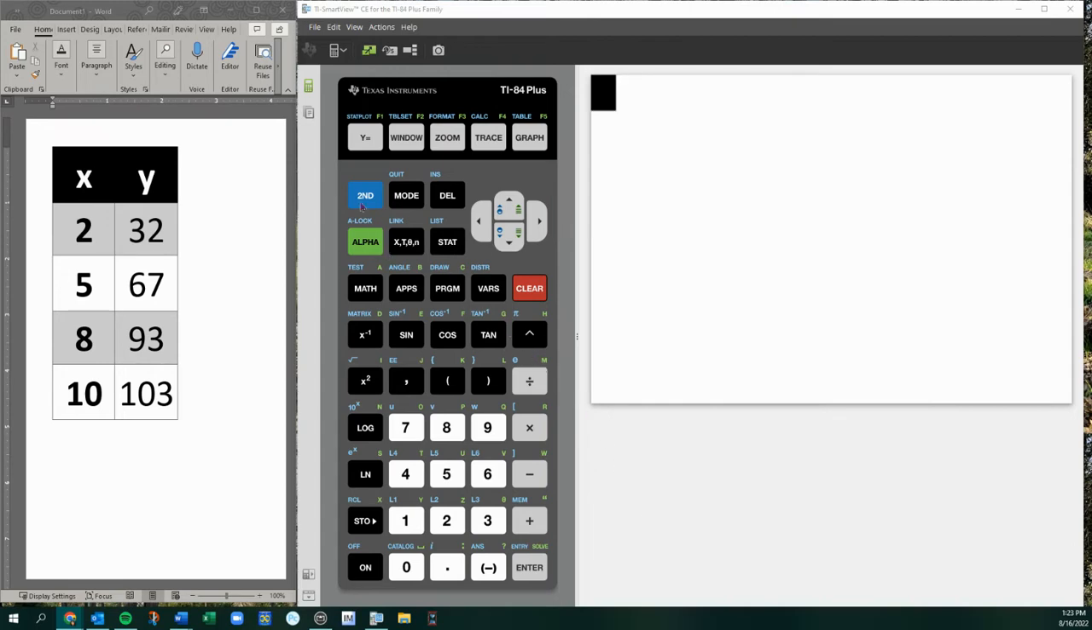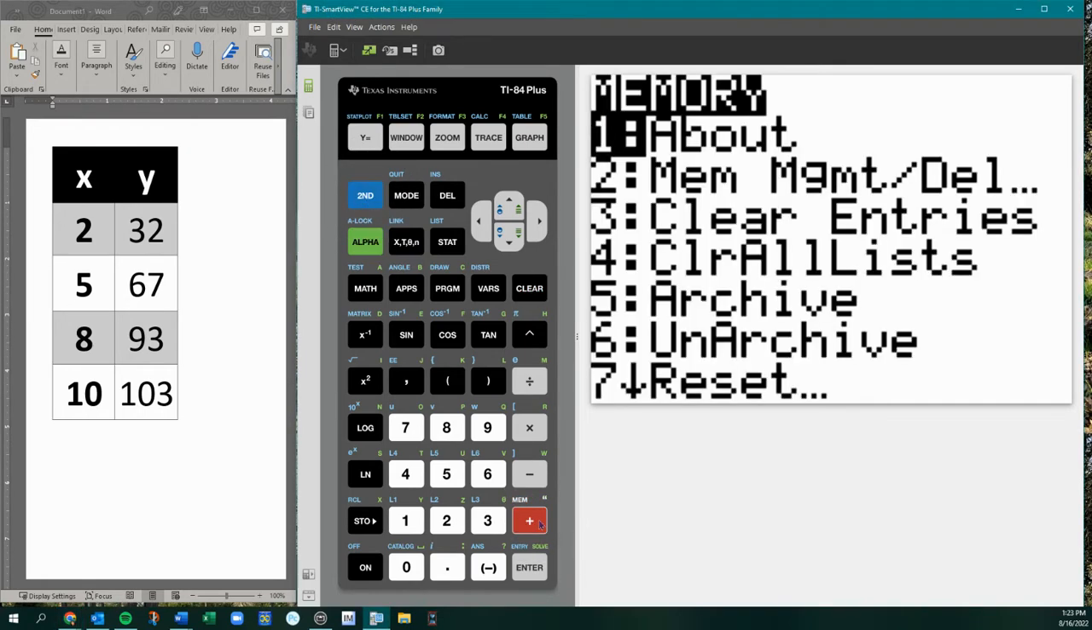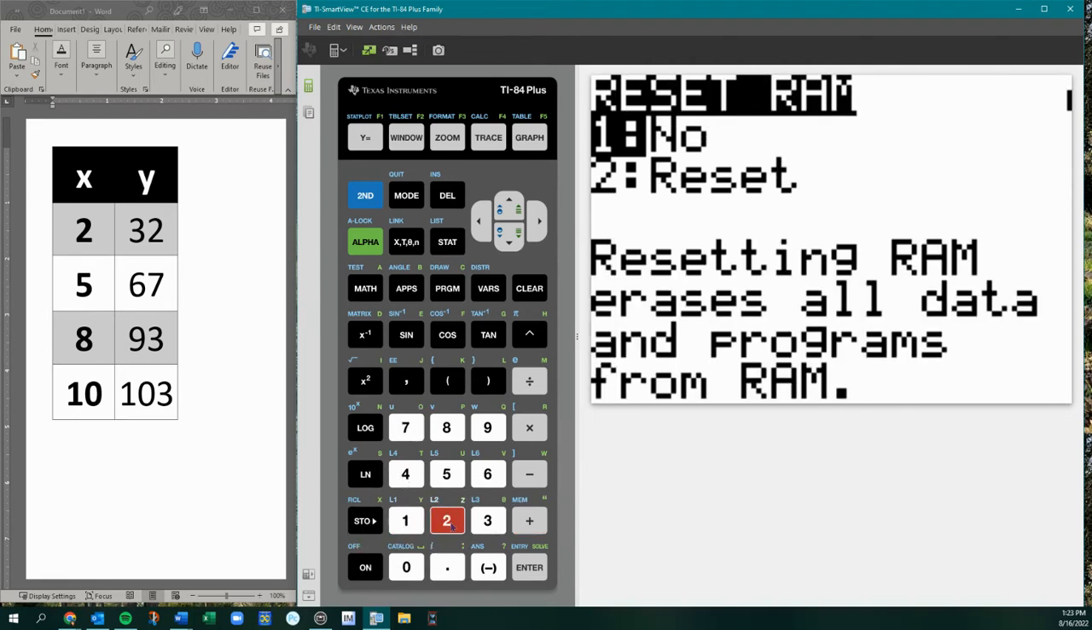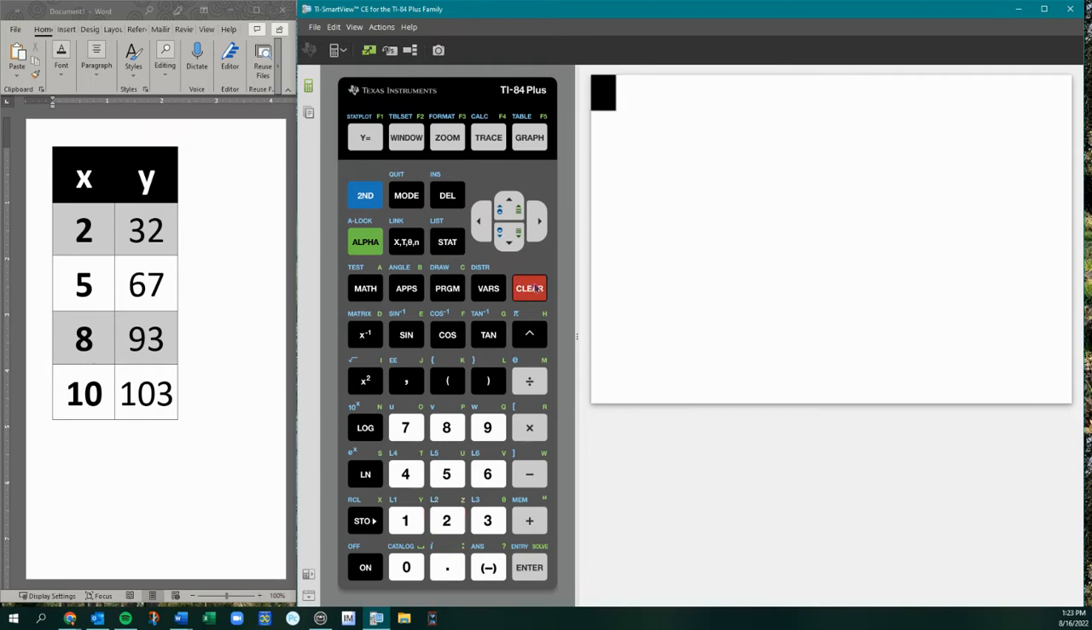First things first, when you pick up your calculator, you should always clear your calculator. You do that by pressing second plus 7, 1, 2. It should say RAM cleared on your screen, and that's how you know you've reset your calculator. Anytime there's an error on your calculator or something's messed up, that's the first thing you try on your own. Second plus 712.